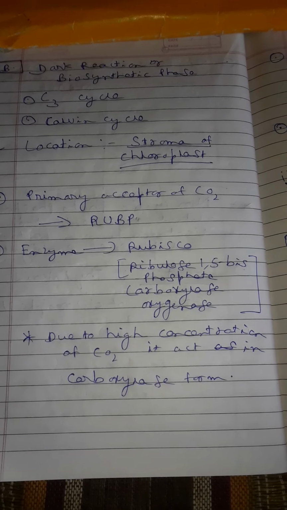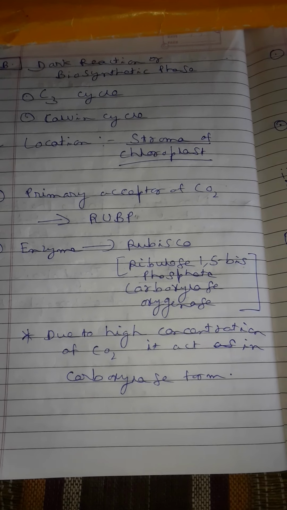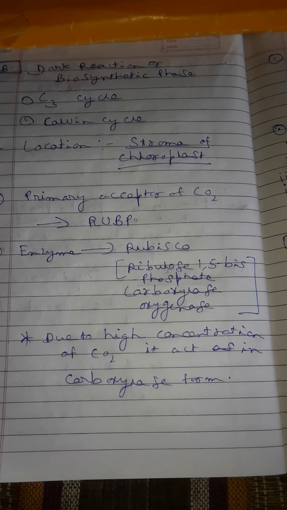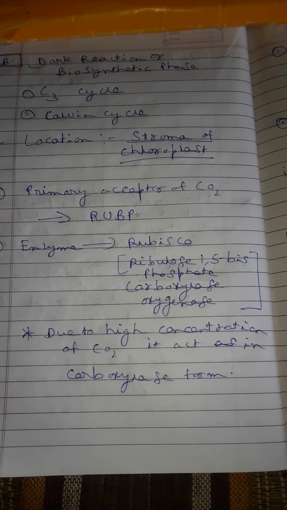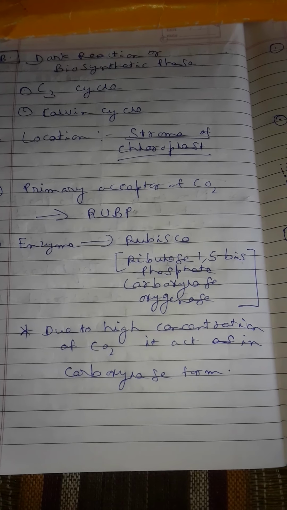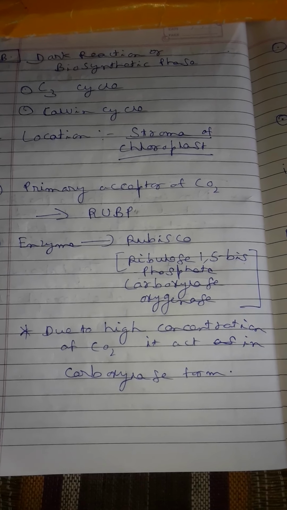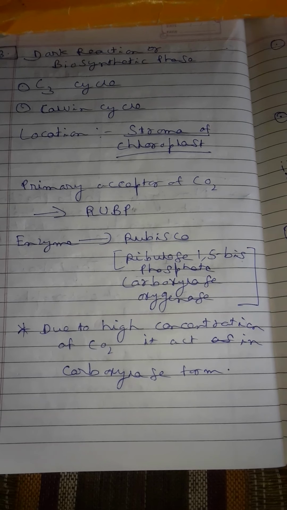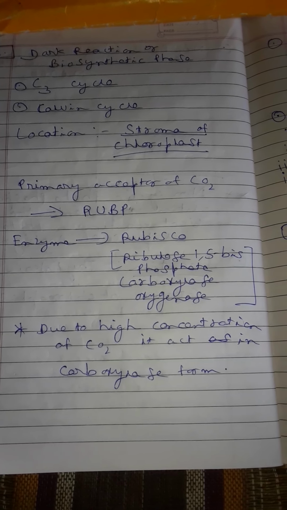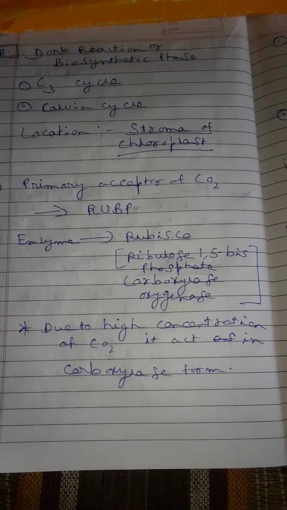Dark reaction or biosynthetic phase of photosynthesis. It occurs in the stroma or ground matrix of chloroplast. It is also known as C3 cycle because the first stable product of dark reaction or biosynthetic phase of photosynthesis is a 3-carbon compound, that is phosphoglyceric acid. Dark reaction was discovered by Melvin Calvin, hence for this reason it is also known as Calvin cycle.